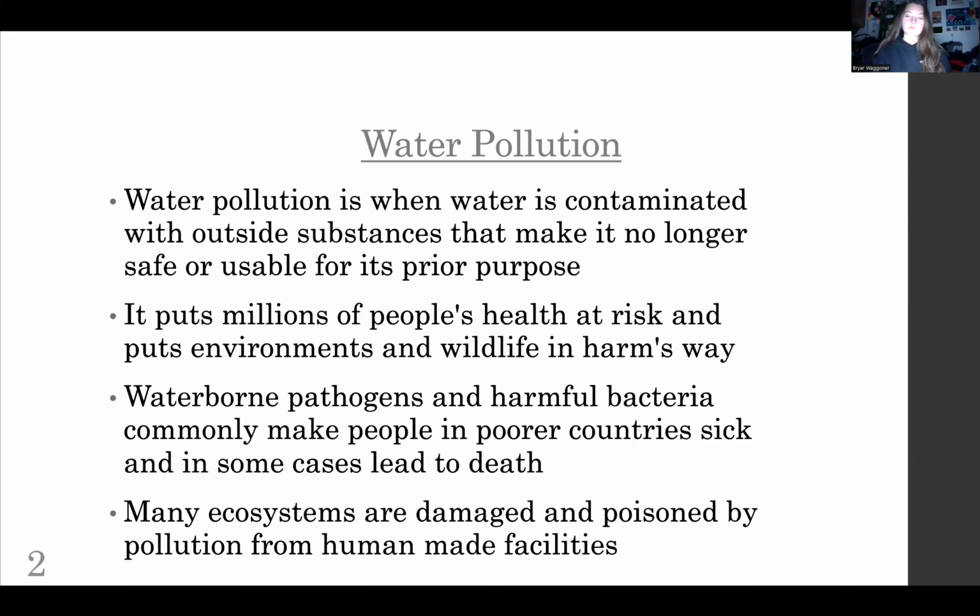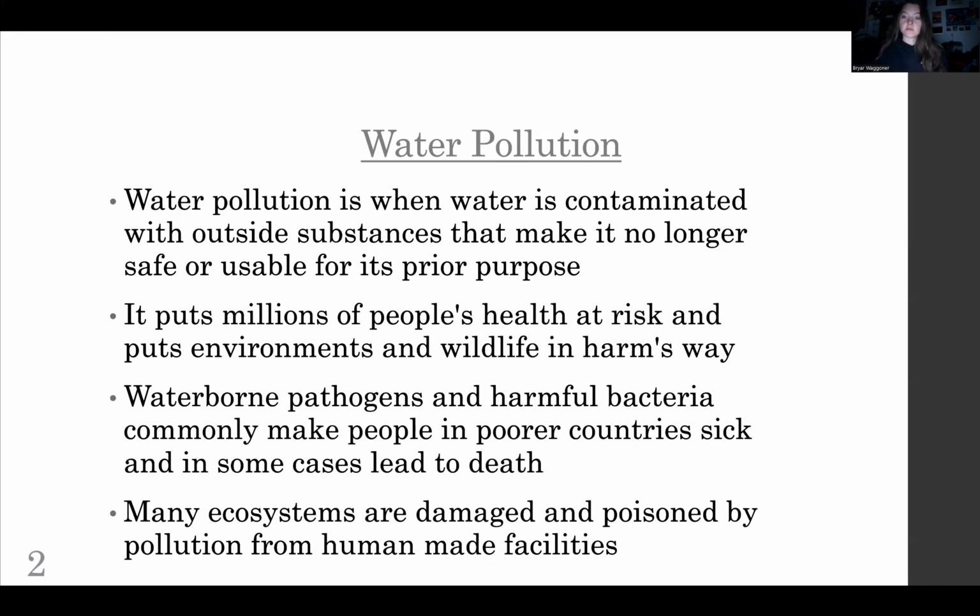Water pollution is when water is contaminated with outside substances that make it no longer safe or usable for its prior or intended purpose. It puts millions of people's health at risk and puts environments and wildlife in harm's way, like coral reefs. It puts animals' health at risk as well.